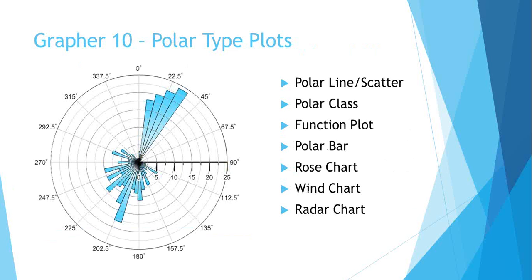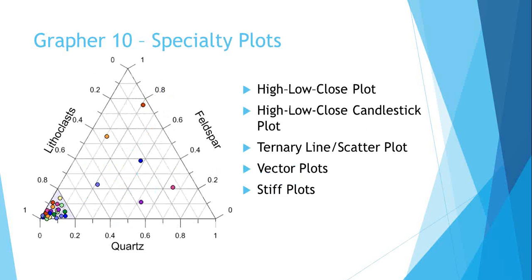The polar plots in Grapher will display data on polar coordinates using degrees, radians, or grad data versus a radial distance. The polar plots may display a mathematical function, line scatter data, bars, and scatter plots. The specialty graphs in Grapher include high-low class plots, close plots, vector plots, stiff plots, and ternary plots. The ternary plot on the left is displaying relative percentages on three variable systems.